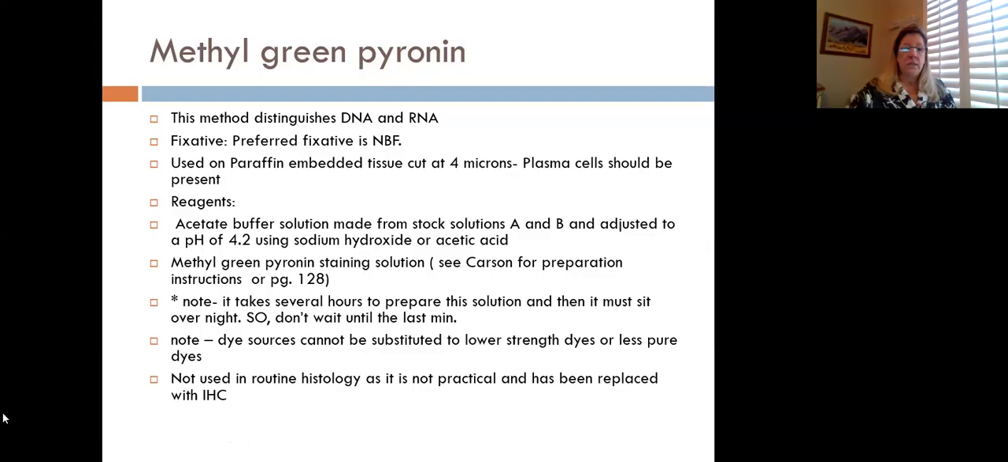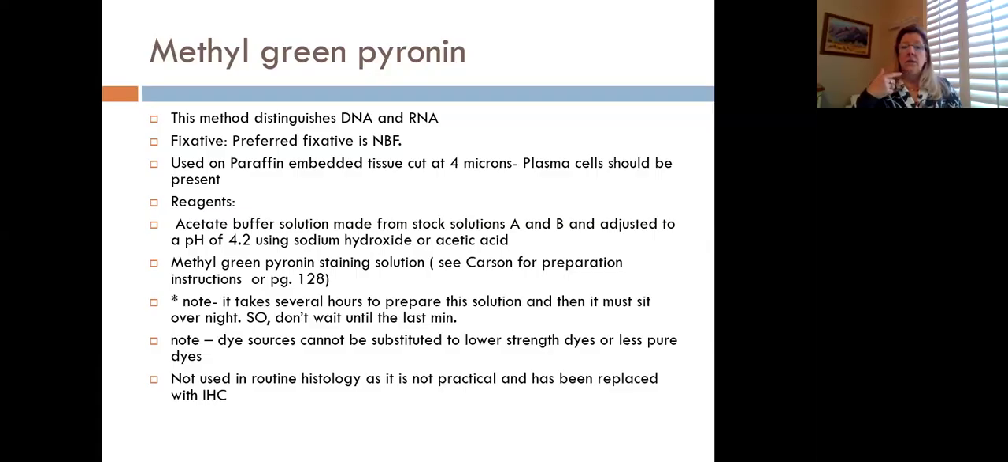So your reagents: you need to have an acetate buffer, and that acetate buffer is two different stock solutions, an A and a B. You add them together, and then you adjust the pH with either acetic acid or sodium hydroxide to get that pH to 4.2. Then you have your methyl green pyronin staining solution. You can look in Carson for that. We'll go over that in just a second as well.